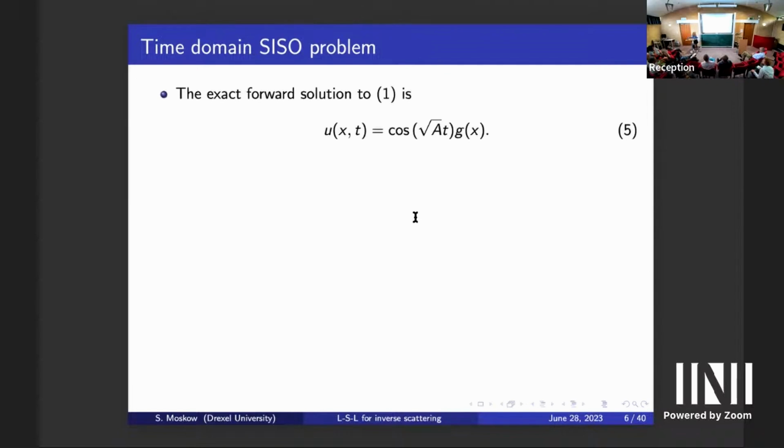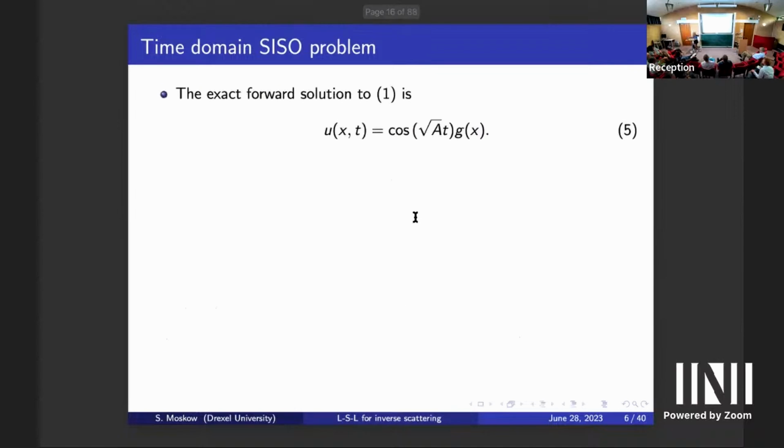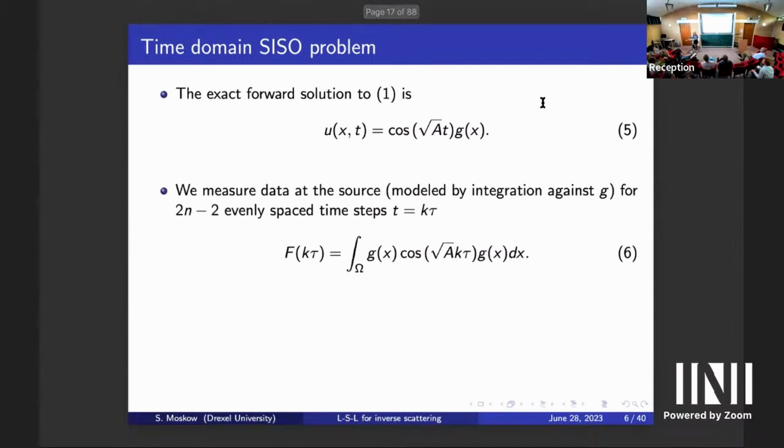There, you can write down an exact forward solution to this problem. It's just with a cosine, an operator of cosine. And then imagine you're measuring data. So we model the data, this G is a source, and the source and receiver are co-located at one point, the single input, single output problem.